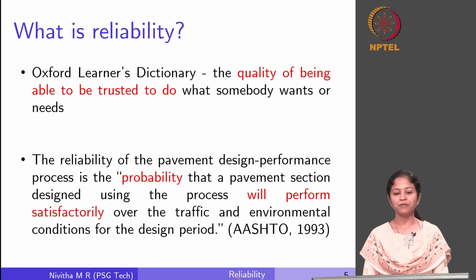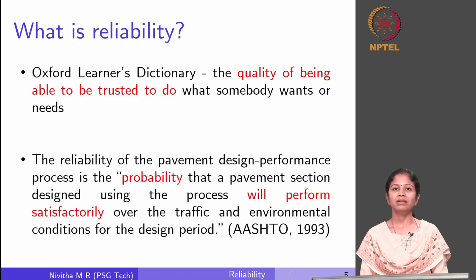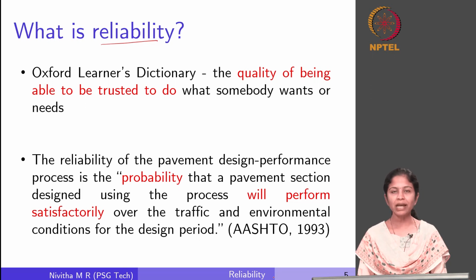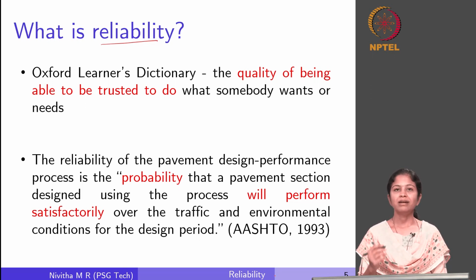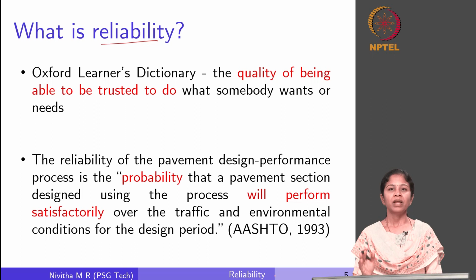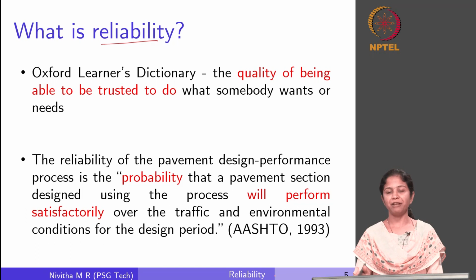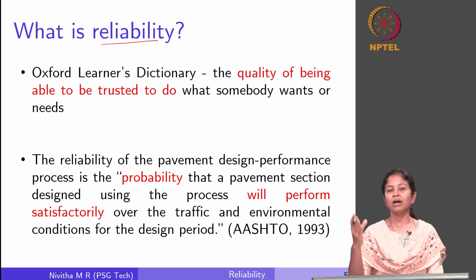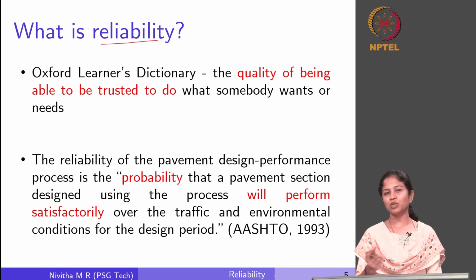So if I look into Oxford Learner's Dictionary, this is the meaning that is associated with the term reliability, right. It is the quality of being able to be trusted to do what somebody wants or needs you to do, right. So again, if I translate it to the same pavement design example, I design a pavement, I want it to operate without any failure for up to 10 MSA load repetitions. How much is it going to meet that promise, right? That is what is reliability.